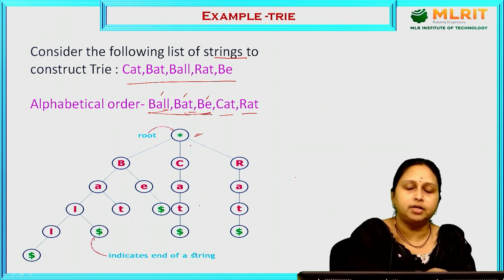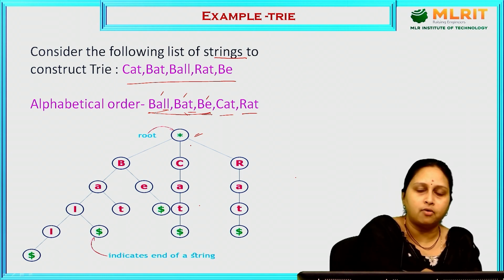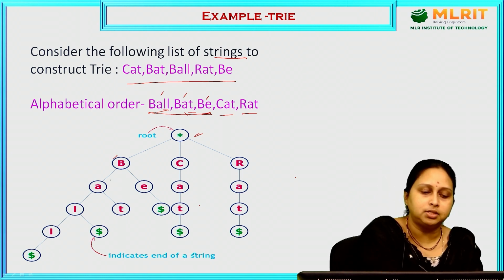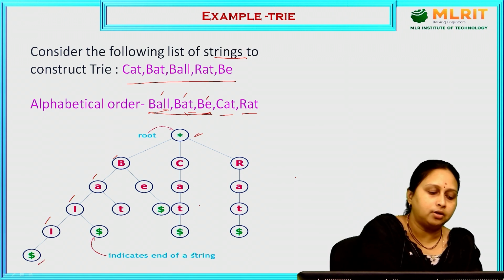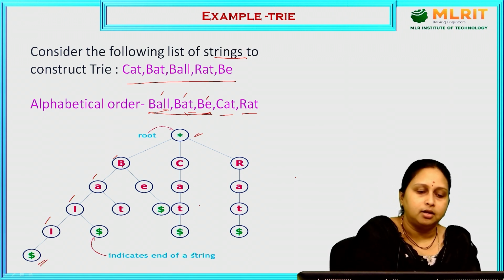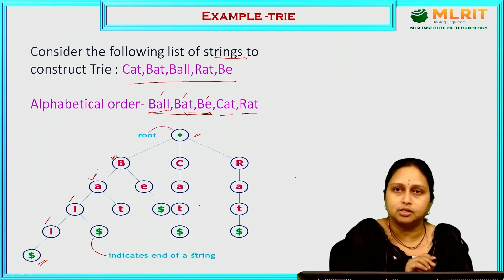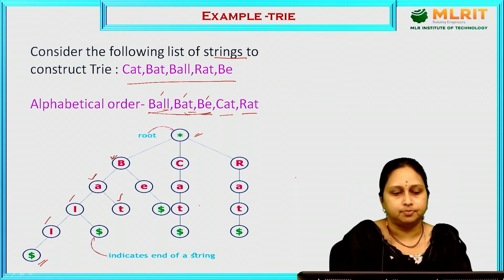Now from there we need to start representing the remaining strings. Now ball, how am I going to represent BALL? This way we are going to represent it. At the end of the particular string we are going to end with a dollar. Okay. Next, bat, BA already is there. Those two characters are already present. From there we need to extend and represent T, right?